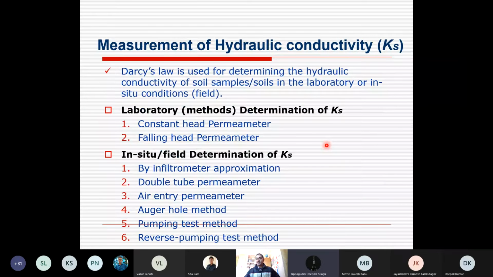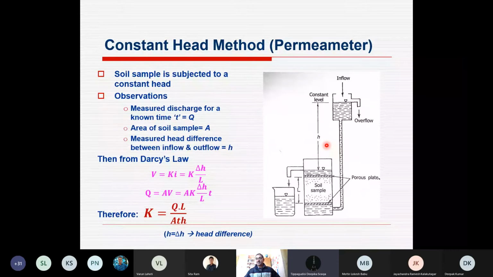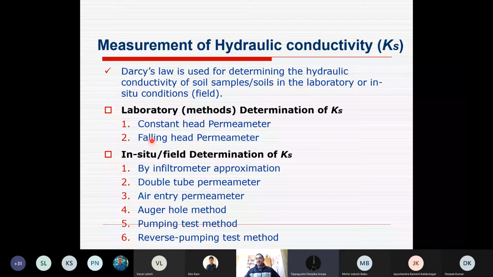Okay. I am just explaining the laboratory methods. I am explaining two laboratory methods because a full explanation would not be possible here. In the lab experiment I have scheduled, I will take just one laboratory method and one in situ method to let you understand how these methods of determining hydraulic conductivity really work. So in theory, let me explain the laboratory methods of determination.